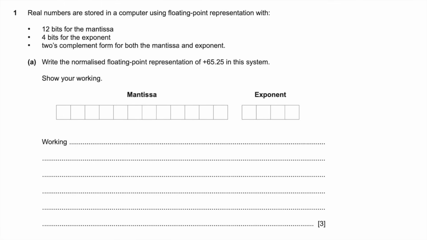Now our final example of converting from floating point to denary is going to involve a positive number, which we haven't done before. So here we've got 12 bits for the mantissa and 4 bits for the exponent, and we want to convert the number 65.25, which basically equals 65 and 1/4. And we know this is a positive number, so we can put in 0 right here.